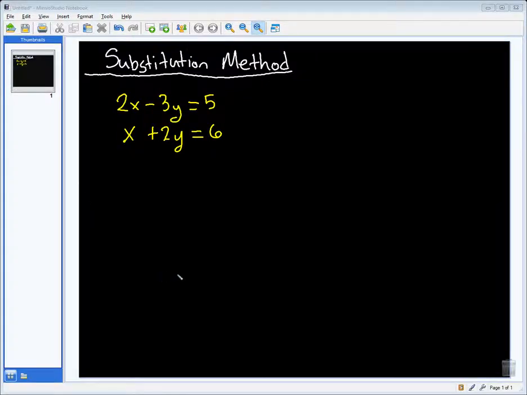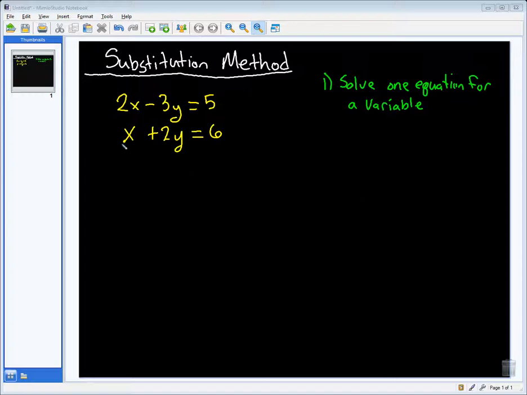In this video, you're going to be using the substitution method to solve a system of equations. When using the substitution method, the first thing you want to do is solve one equation for a variable. When you're solving this one equation for the variable, you usually pick the equation that's going to be the easiest.